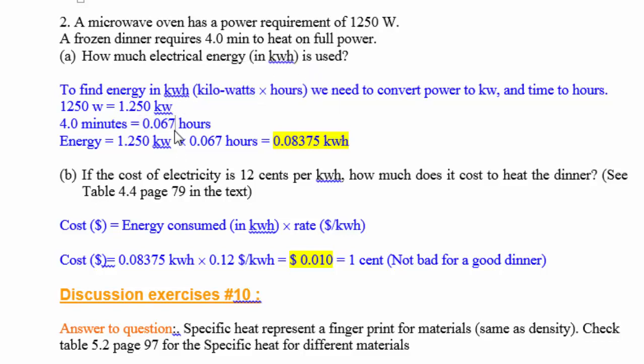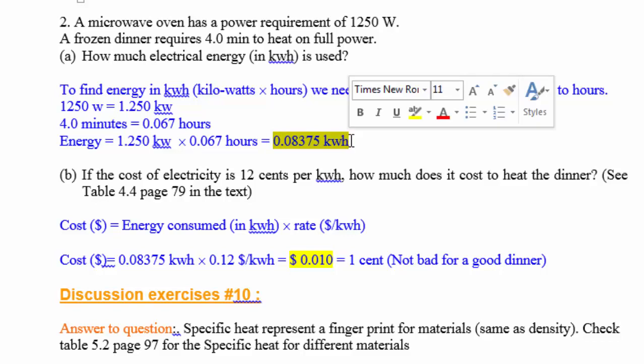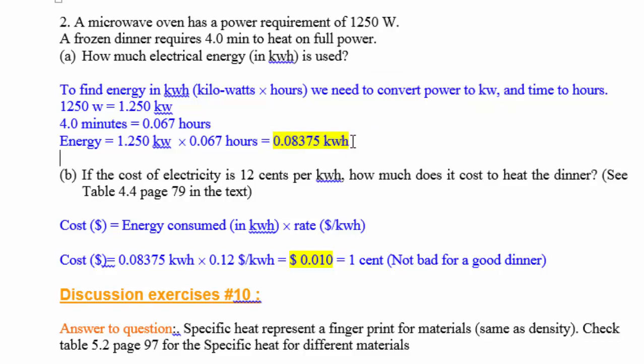And this will give you 0.067. Now you can multiply the power in kilowatt by the time in hours. And this will give you the energy consumed by this microwave in kilowatt hour. So that's the first part, which is finding the energy consumed in kilowatt hour.